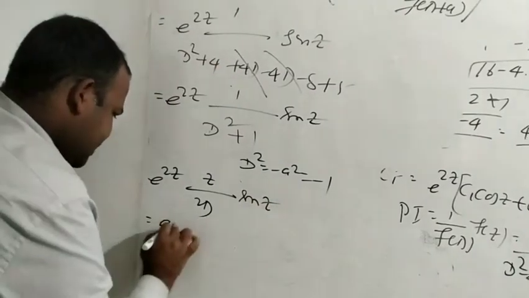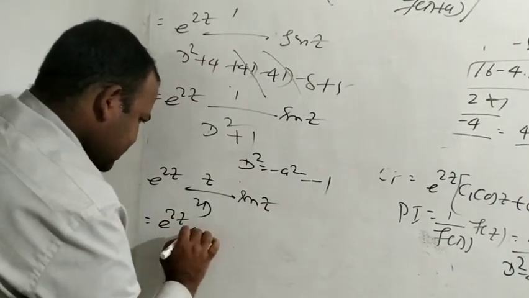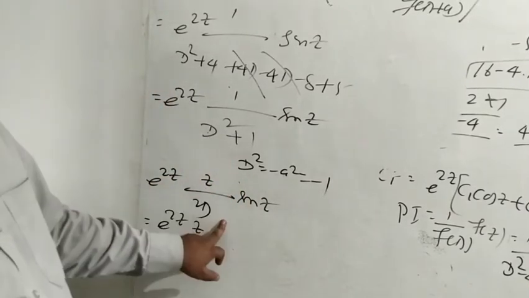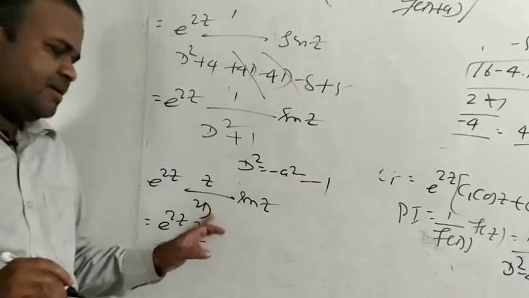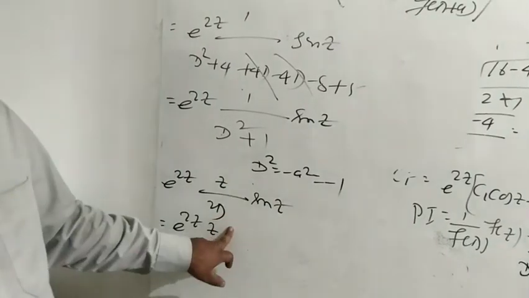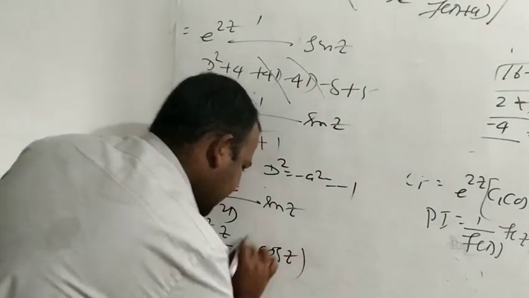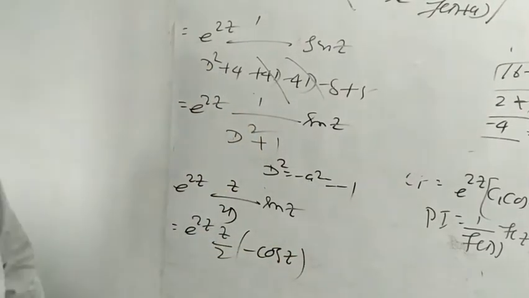So this is e raised to 2z, z by 2, 1 upon d. 1 upon d means integration, the inverse of the derivative d. So the integration of sin z is minus of cos z.